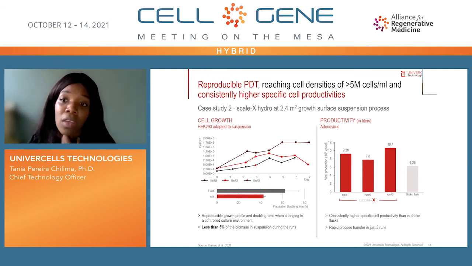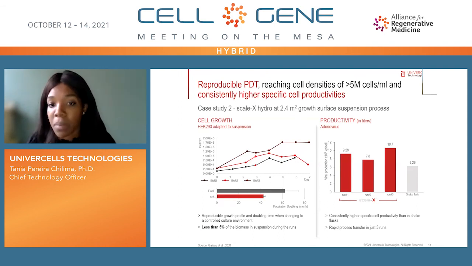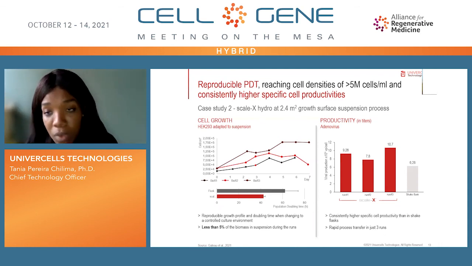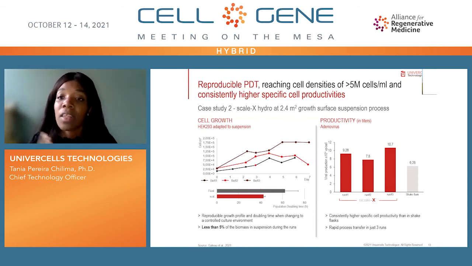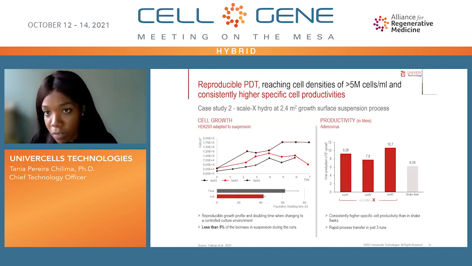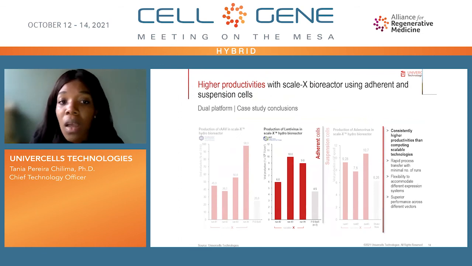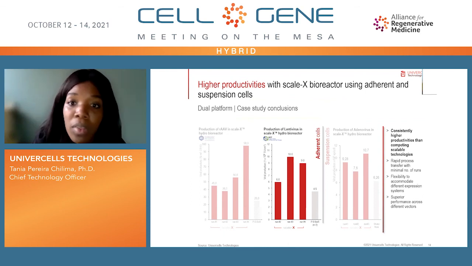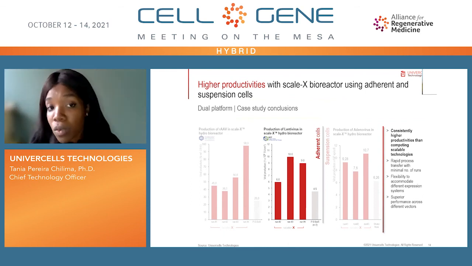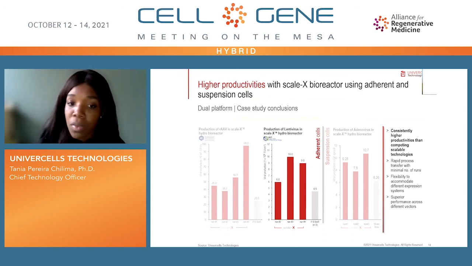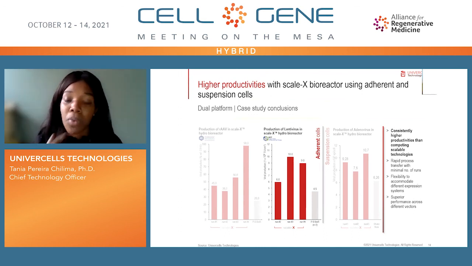We also see that although our target was to have 80% entrapment, we had 95% entrapment of the cells in the fixed bed. On the results, we consistently achieved a higher specific cell productivity with respect to shake flasks. Just to complete the picture, I've presented on the AAV process and the adenovirus process, but we also have generated results using lentivirus processes, where we again saw a higher productivity than traditional packed bed bioreactors.